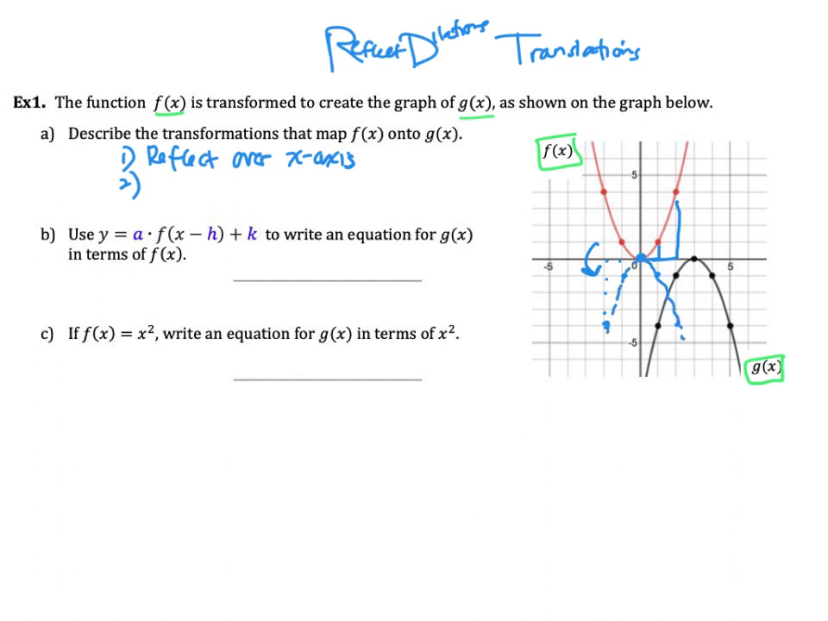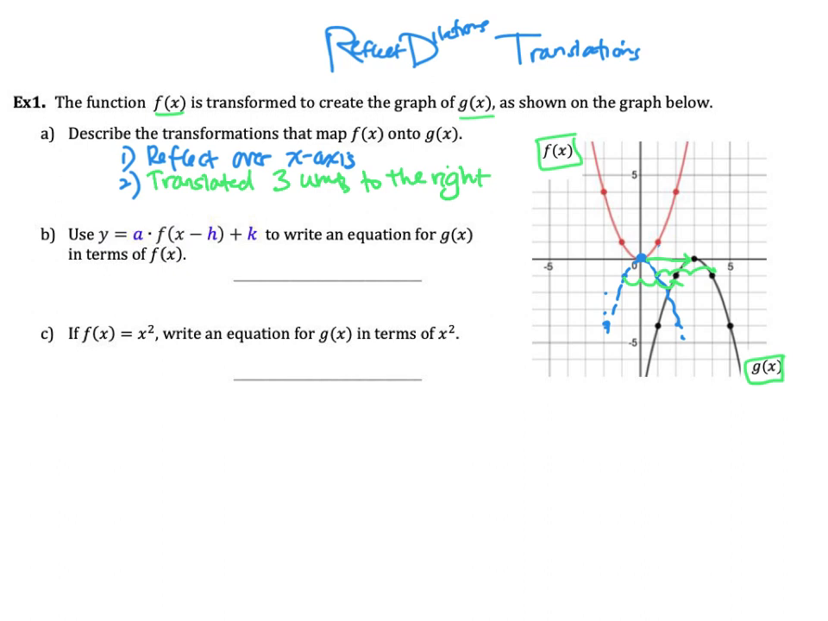Okay, then after we reflected, what do we do next? Well, hopefully you're just saying to yourself, we just shifted 1, 2, 3 units to the right. So we translated 3 units to the right.